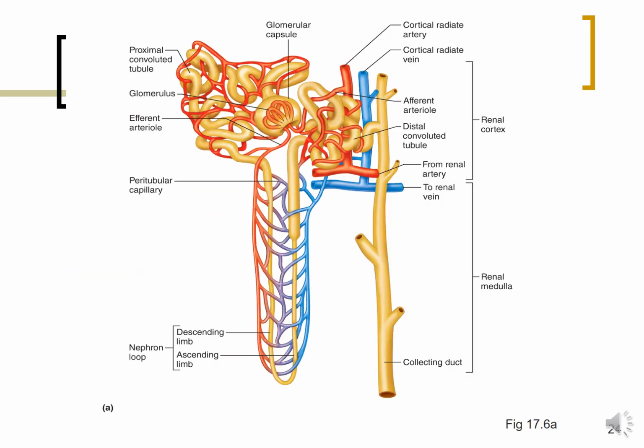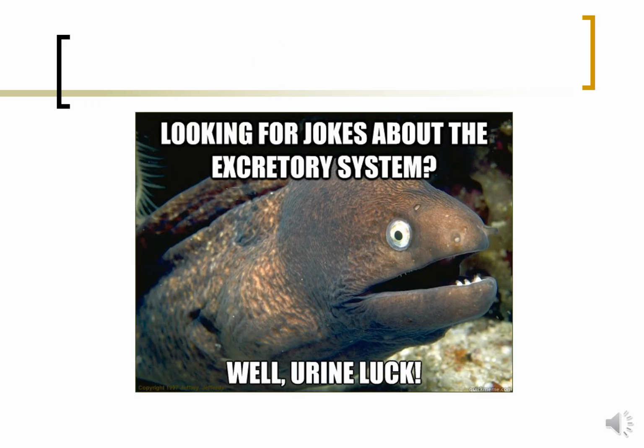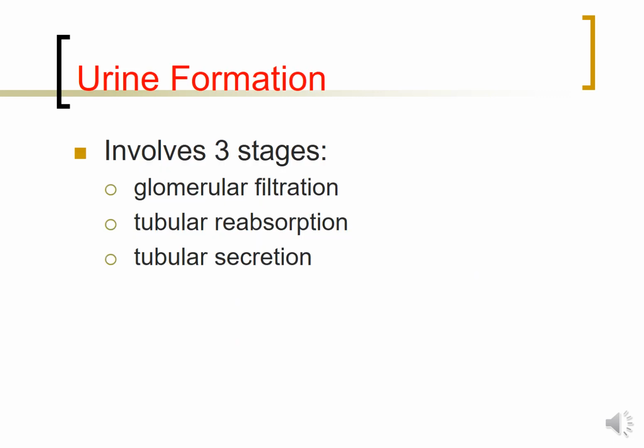This diagram is a little bit more complex, and it shows you the peritubular capillaries. These are capillaries that are surrounding the nephron loop. And so this is the area of water reabsorption, where water is going to exit the nephron loop and go back into the bloodstream. Urine formation involves 3 stages: glomerular filtration, tubular reabsorption, and tubular secretion.